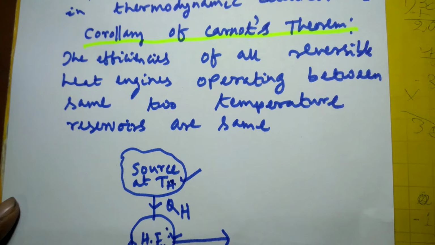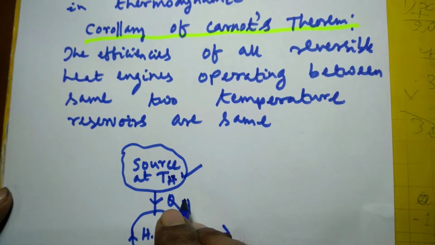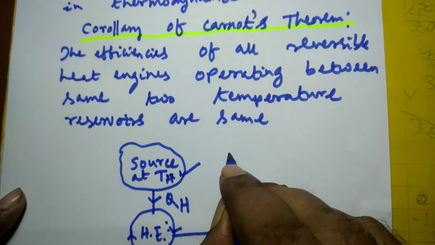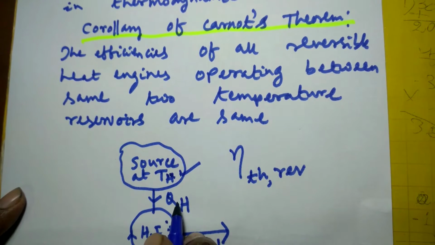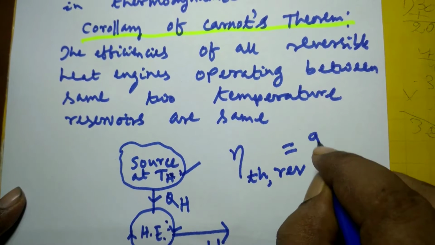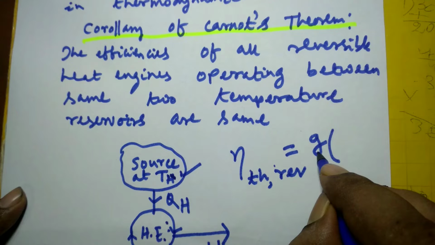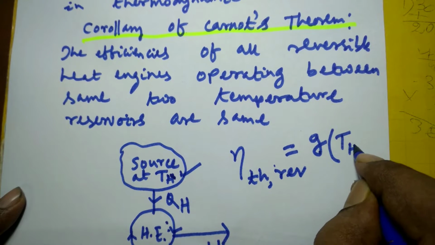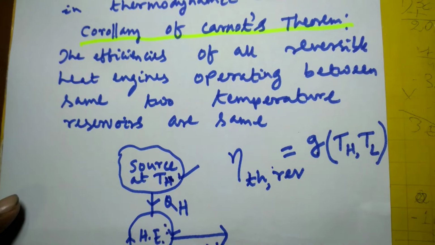Since the efficiencies of all reversible heat engines operating between the same temperature levels are the same, the efficiency of any reversible engine only depends upon the two temperature limits and nothing else. So what I can write is thermal efficiency. In fact, efficiency here refers to thermal efficiency. The efficiency of any reversible engine, suppose this reversible heat engine, depends only on TH and TL and nothing else. So this can be described as a function of TH and TL. Suppose this function is G of TH and TL.